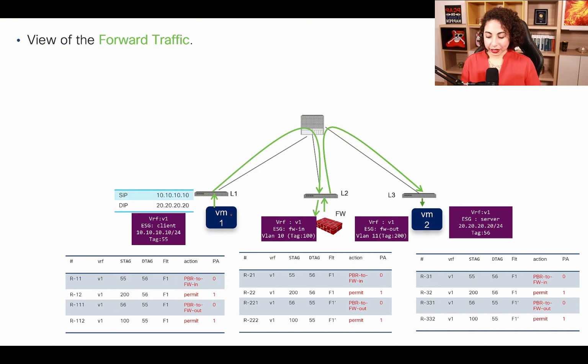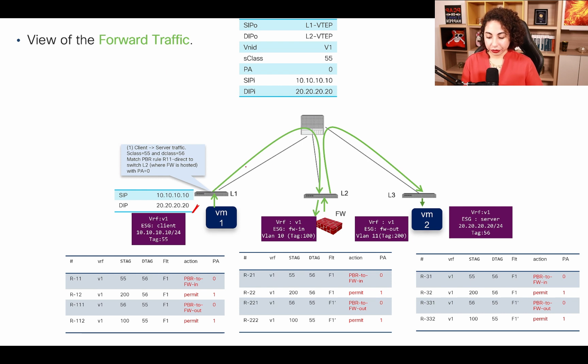Okay, so let's say that VM1 generates some traffic to reach the server. Obviously, this traffic will reach leaf1. So what leaf1 will do, and I hope it's readable because it's a bit small. We are going to have a lot of information on this slide, so we need small characters. So here we are going to say, okay, for this source class 55 to this destination class 56, we are going to check which rule is to be matched.